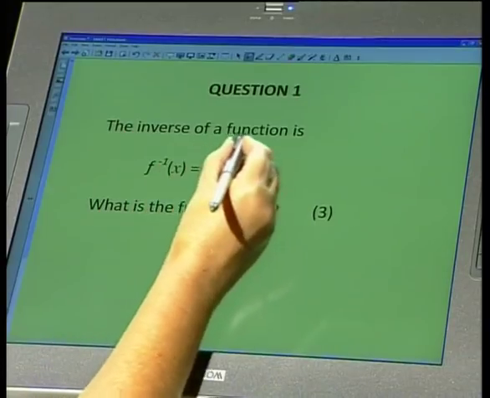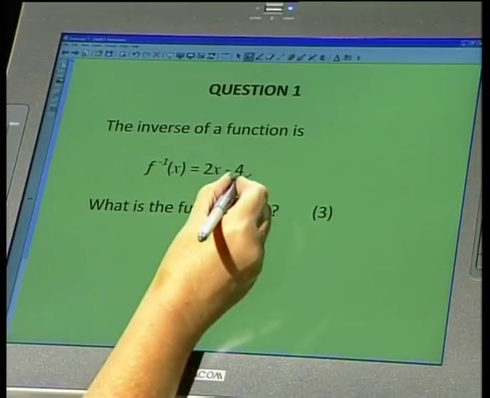Now let's go and have a look at some typical exam questions and of course the complications that can result as a result of them wanting functions in particular will also come into what we're going to look at. Right, let's start with the first question. The first question says the inverse of a function is given as this.